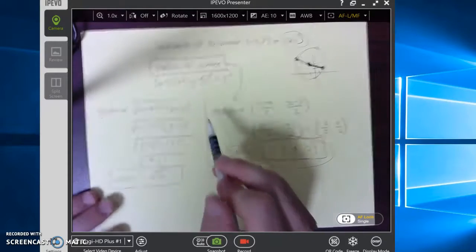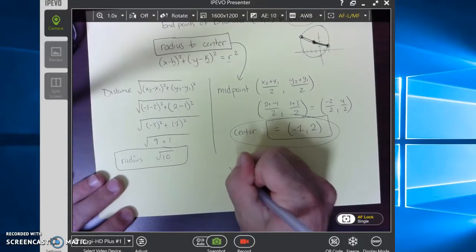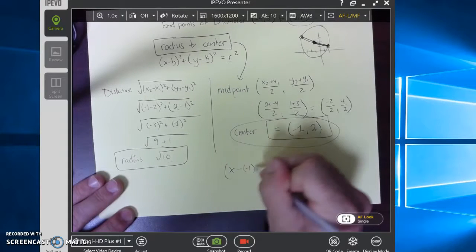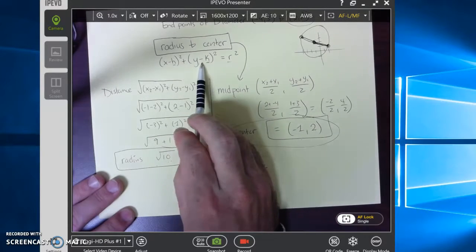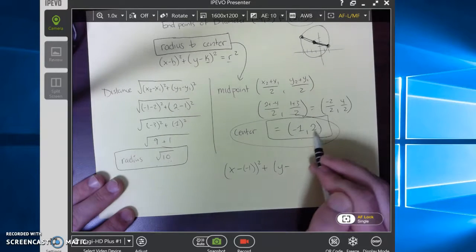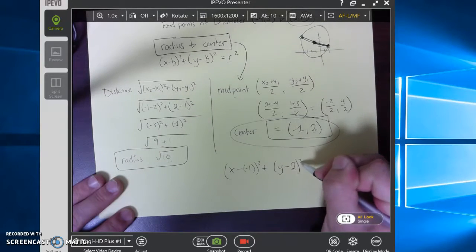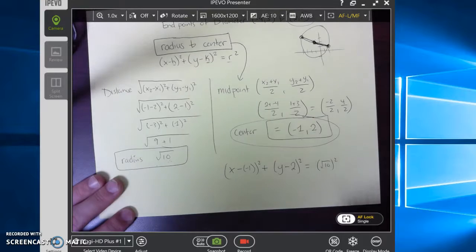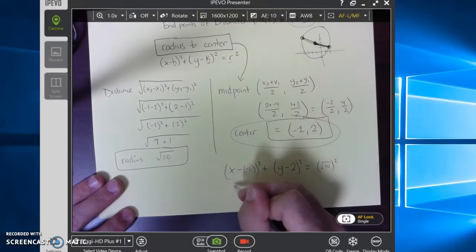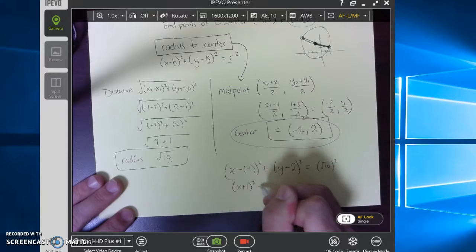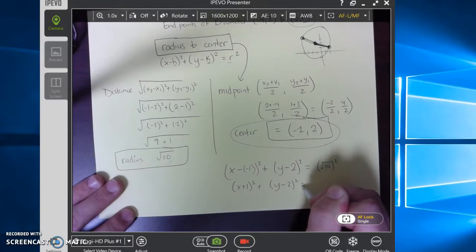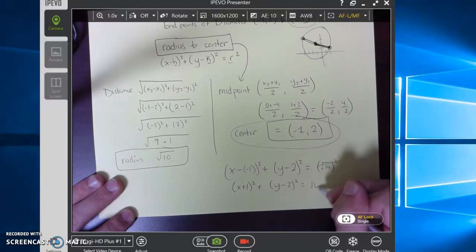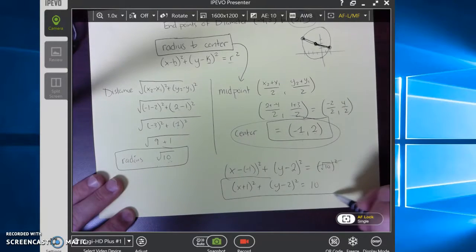So now I have to plug all that back into this equation. So I have x minus my h, which in this case is negative 1. So I have (x minus a negative 1) squared plus (y minus k), and my k is 2. So (y minus 2) squared equals my radius squared. So I don't like this minus a negative, so I'm going to fix that by making it plus 1. And then the square root of 10 squared, a square root and a square cancel each other, so that just gives me 10. So that would be the equation of my circle.